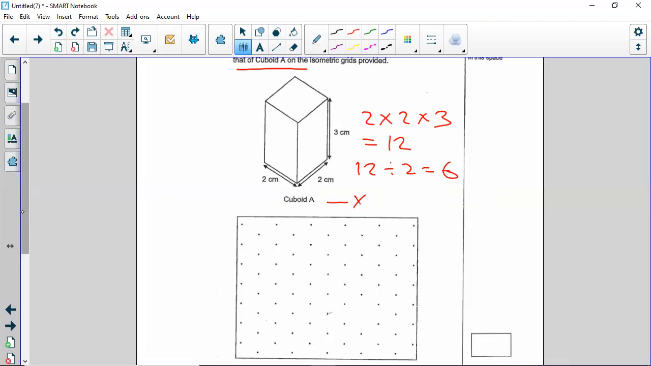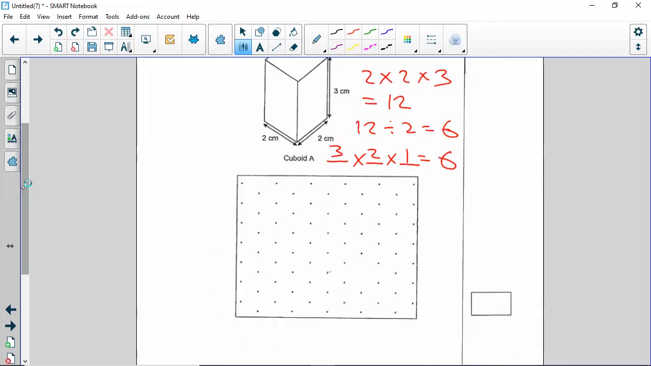So how do you draw a cuboid that is 6 cm cube? Think of any 3 numbers that when you multiply equal 6. So what times what equals 6? Maybe how about 3 times 2 times 1? Length times breadth times height. Also can. Then you draw the cuboid.